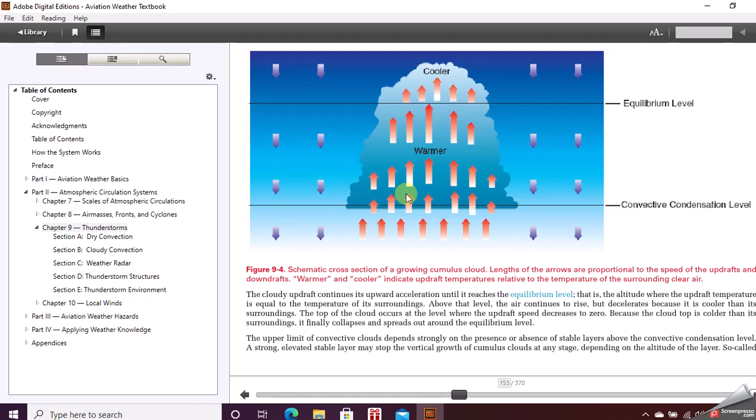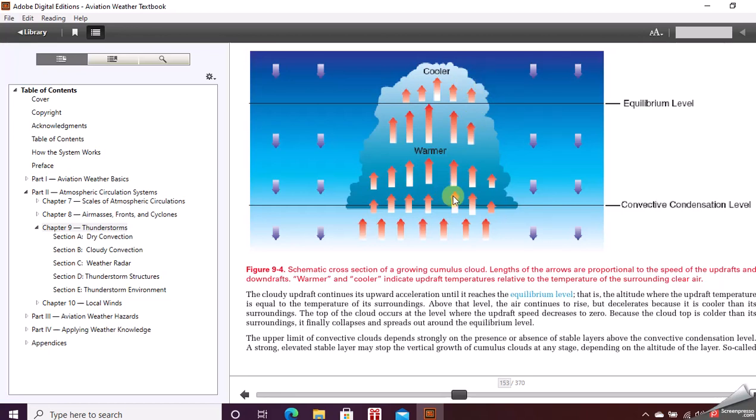And now that they've reached saturation, remember they're going to cool at the moist adiabatic lapse rate. So they're even cooling slower than the surrounding air. So they're actually more unstable, usually in here, once they reach convective condensation levels. So they continue cooling until basically they reach a level where they're either equal to the outside air or actually get cooler, and then they start going back down.